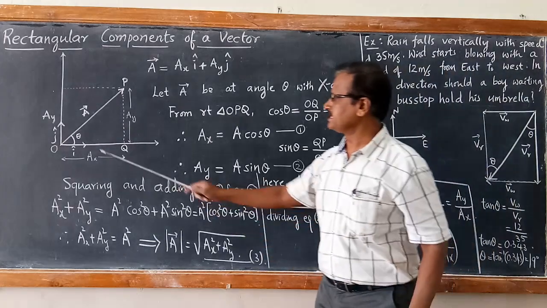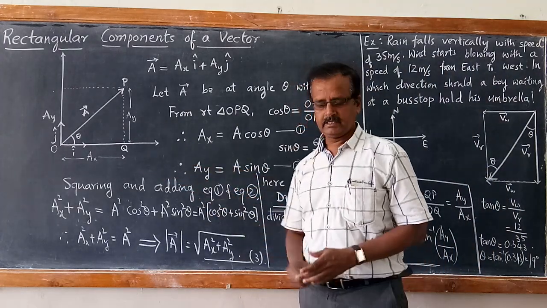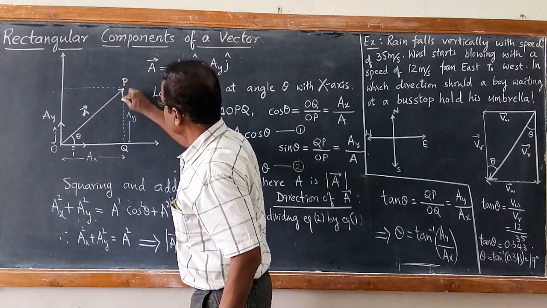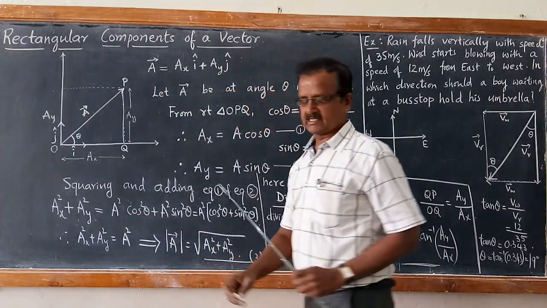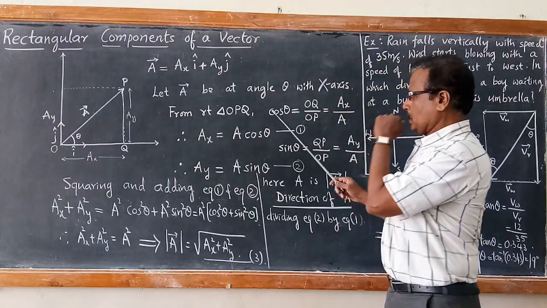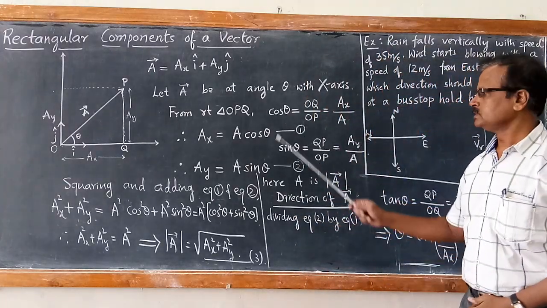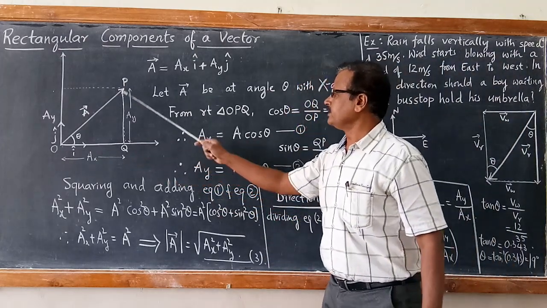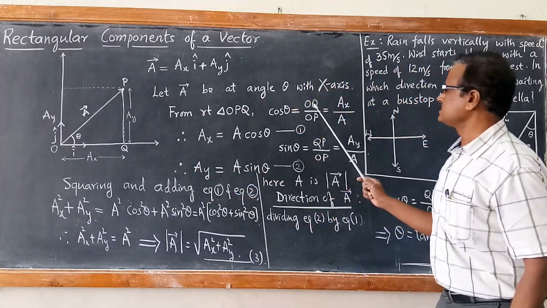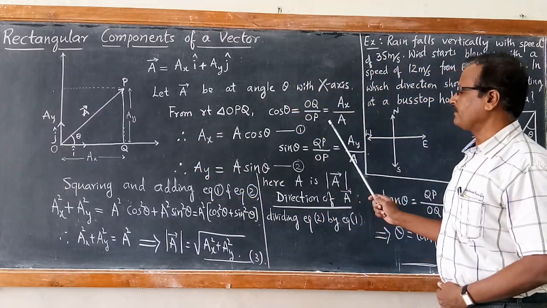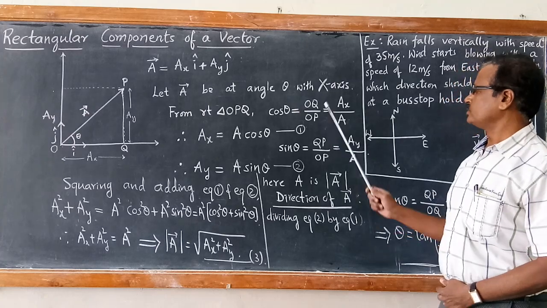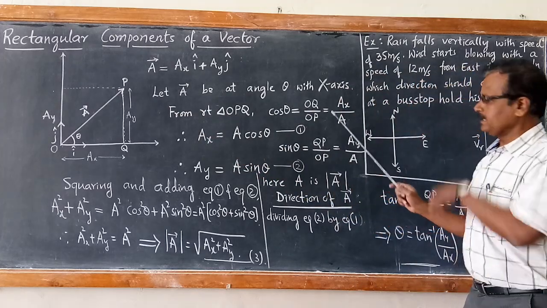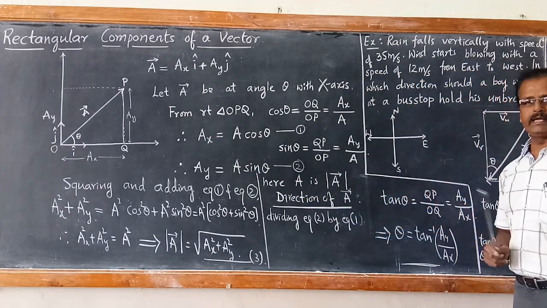So now consider this right angle triangle. I think you can see the right angle triangle here, OPQ. This is the perpendicular. So from this right angle triangle OPQ, we can write cos theta. Cosine of angle theta is equal to adjacent divided by hypotenuse. Adjacent is OQ and hypotenuse is OP. So it becomes OQ by OP, that's equal to AX by A.